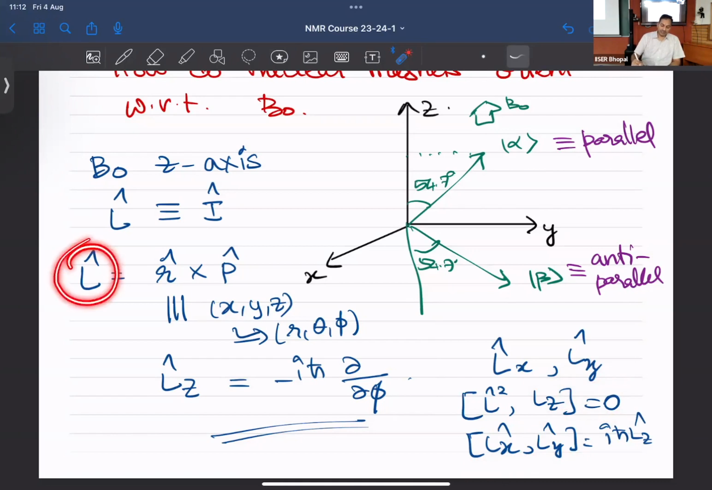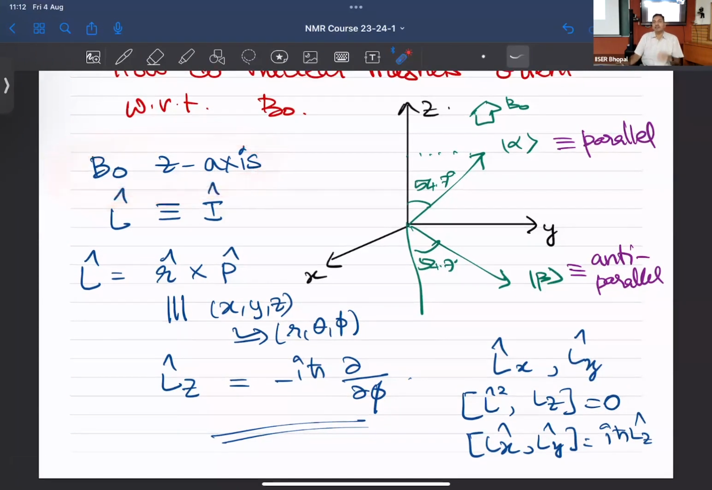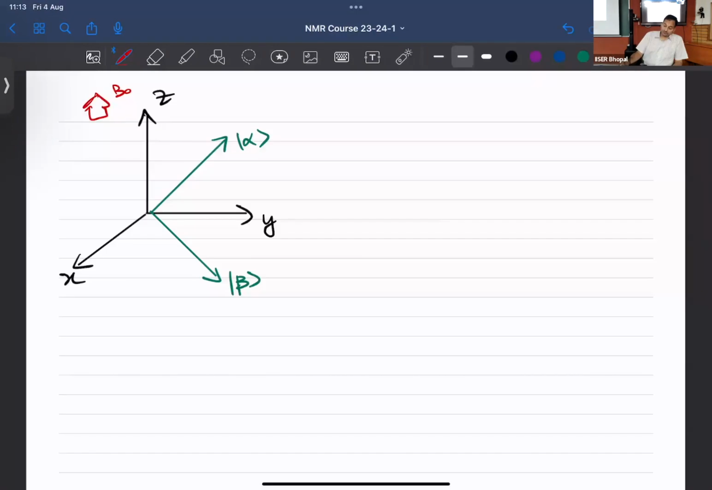So instead of using L, we'll start using I, and we will literally keep all the concepts that you have learned from quantum mechanics and angular momentum for this course as well. Does that make sense? So what did I try to tell you? Why do we always try to align B naught along Z? It is because it has a really simple representation and we have some outcomes from quantum mechanics which we can directly borrow. So let's ask the next most pressing question.